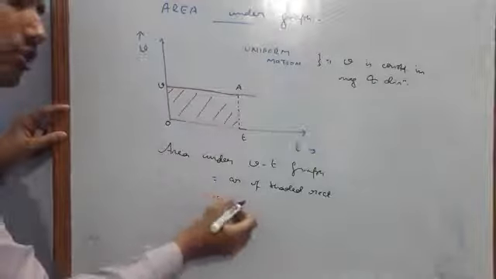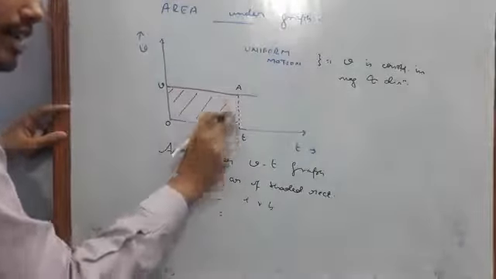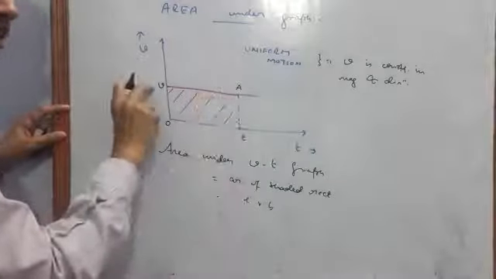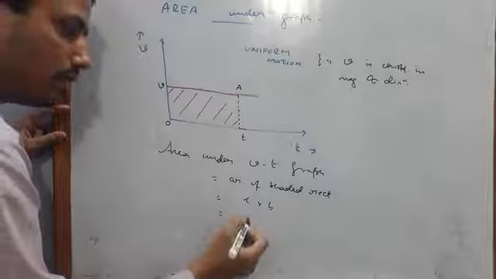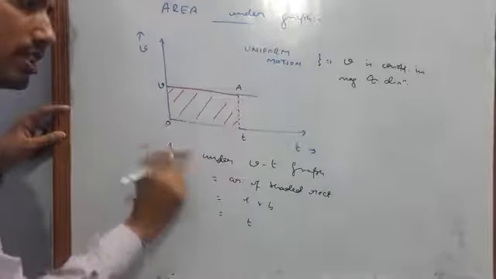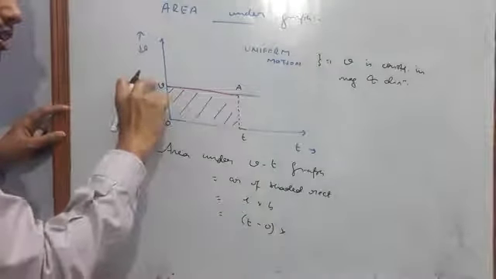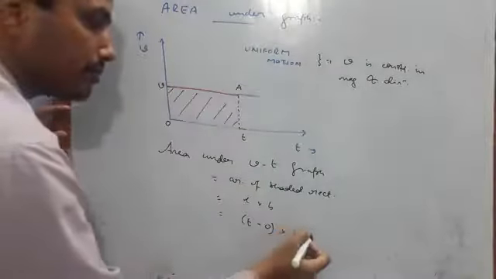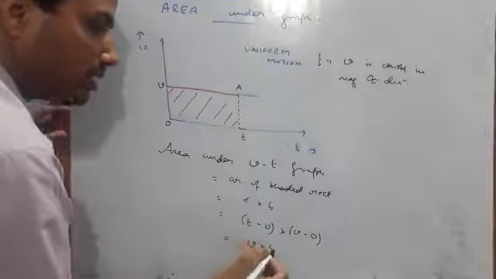Area of a rectangle, you know students, is length into breadth. Now this is the length and this is the breadth. So the length is t minus 0, that is t. And the breadth is how much? V minus 0. So how much do we get, students? We get V into t.